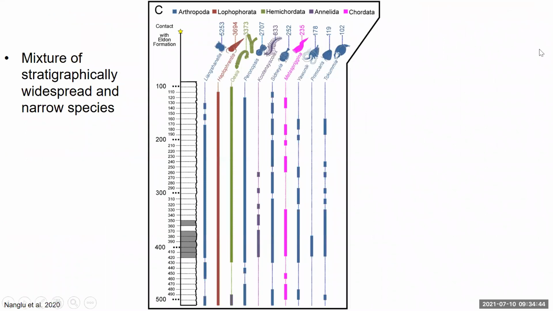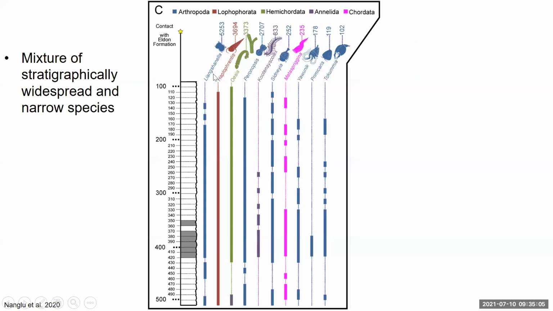So here's a brief overview in 2 parts. We have a mixture of stratigraphically widespread and stratigraphically quite narrow species. So these are the 10 most abundant groups. There's a decent diversity there. Arthropods obviously are the most diverse and abundant, so that's no surprise, very similar to other Cambrian Lagerstätte.